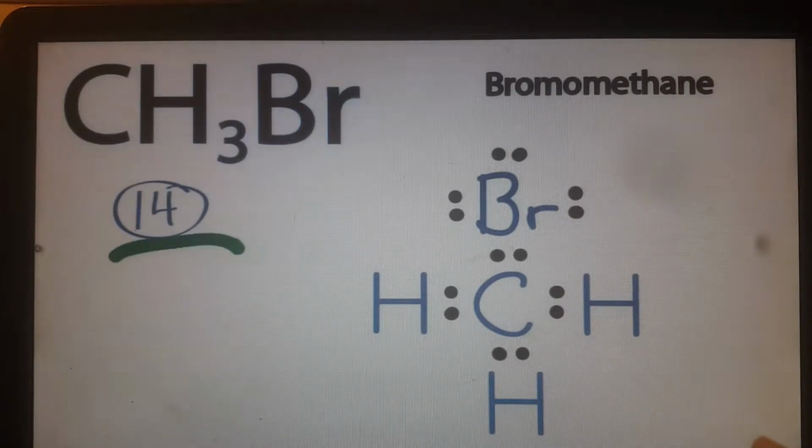So we've used all 14 valence electrons. The hydrogens each have 2. The bromine has 8, and the carbon has 8 as well. So the outer shells are full on all the atoms in CH3Br. So that's it. This is the Lewis structure.